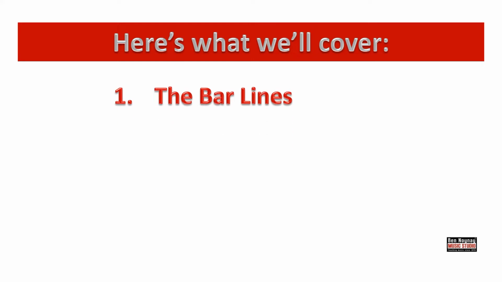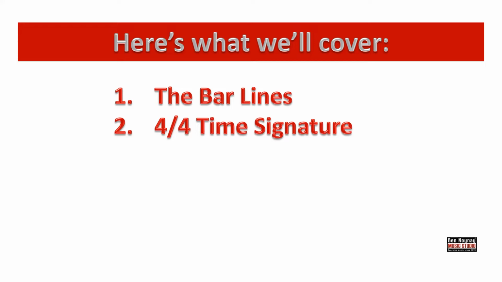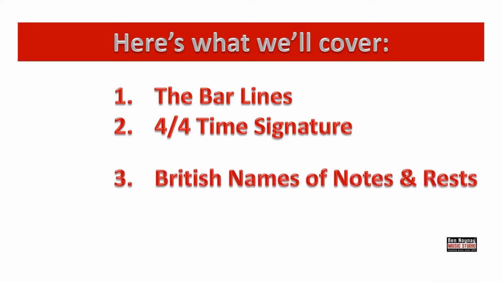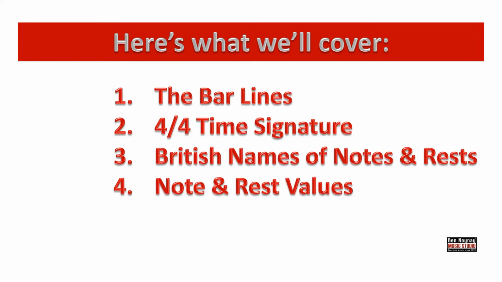In Lesson 1, we're going to study the different types of bar lines and their individual functions in the music staff. In Lesson 2, we are going to study a very common simple time signature called 4/4. In Lesson 3, we're going to have a quick review of the notes and rests. In Lesson 4, we're going to study a little bit more about the values of music notes and rests. And in Lesson 5, we're going to learn the repeat sign.